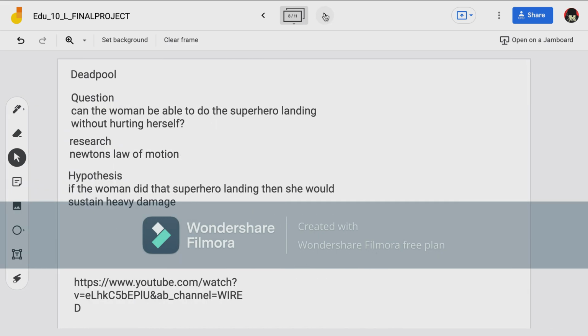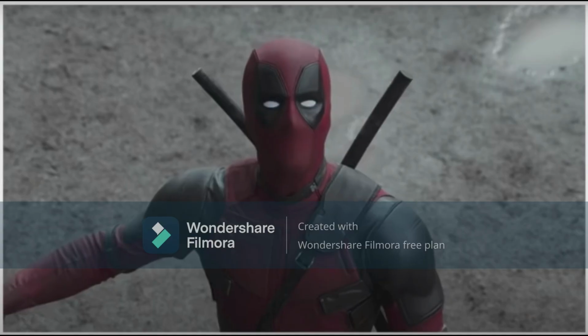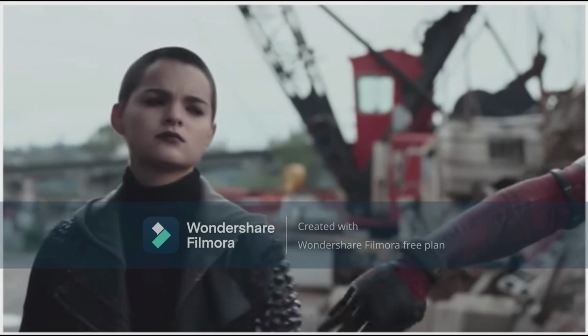Superhero landing. She's going to do a superhero landing. Wait for it!